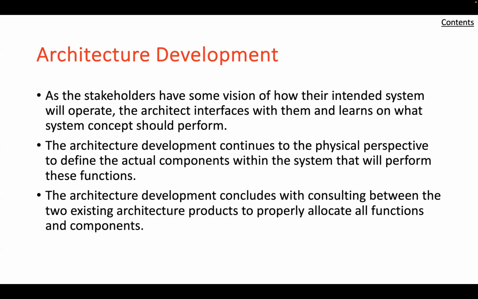The architecture development concludes after consulting between the two existing architecture products to properly allocate all functions and components. This may be an iterative exercise as the designers and functional architects require some coordination to ensure all components and functions are accounted for. If not, then a rework of the requirements, functions, or design may be necessary to solve the allocation problem.